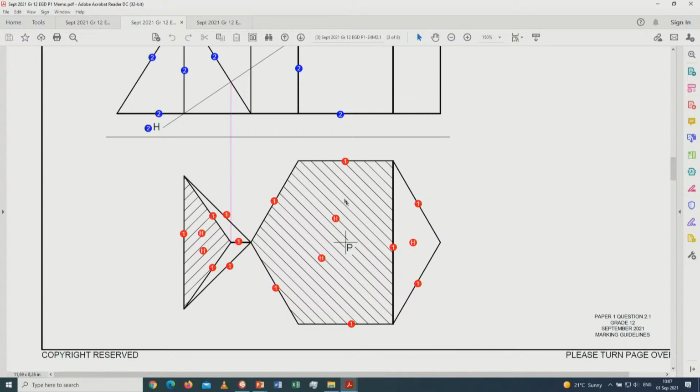All right, so that's basically the cosmetic part of it. In this case, the examiner is asking the cosmetics of hatching. But it can be on any angle as long as all the lines are on the same angle. That's very important to know.